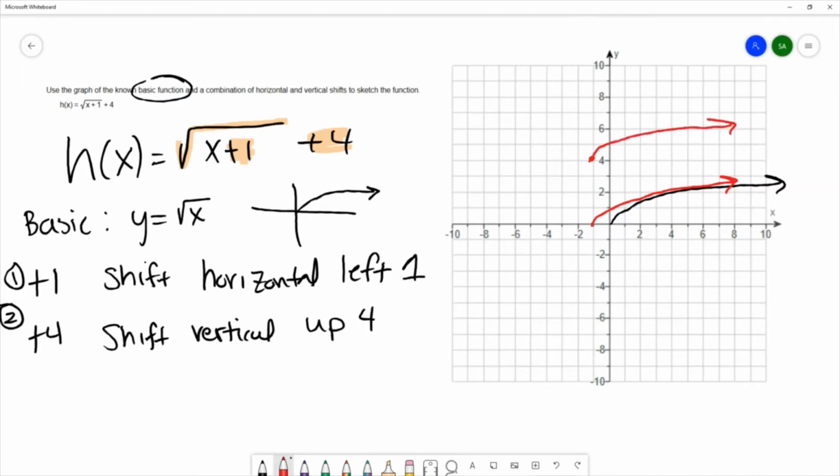I should have used a different color there. So okay, good, I did. So this is the graph. The purple graph is the graph of our basic function shifted to the left 1 unit and up 4 units.